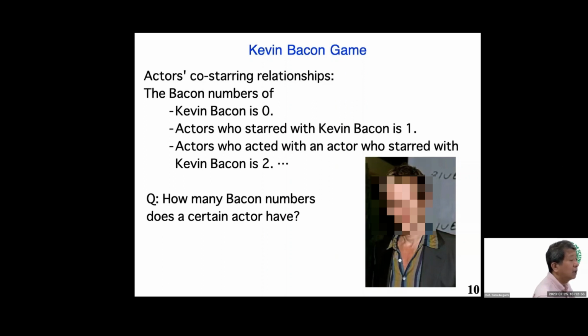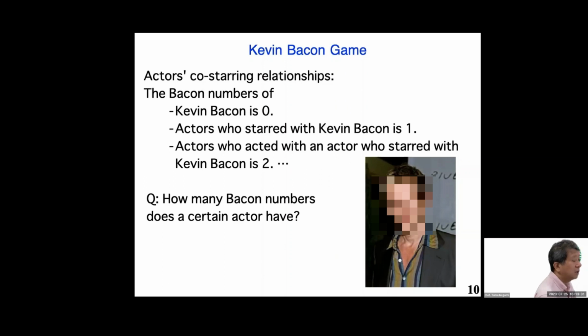First, the Kevin Bacon number of Kevin Bacon is 0. Next, the Kevin Bacon number of actors who have played with Kevin Bacon is 1. Next, the Kevin Bacon number for the actors who have starred with an actor who has already starred with Kevin Bacon is 2. Okay, so this is how we can define the Kevin Bacon number.